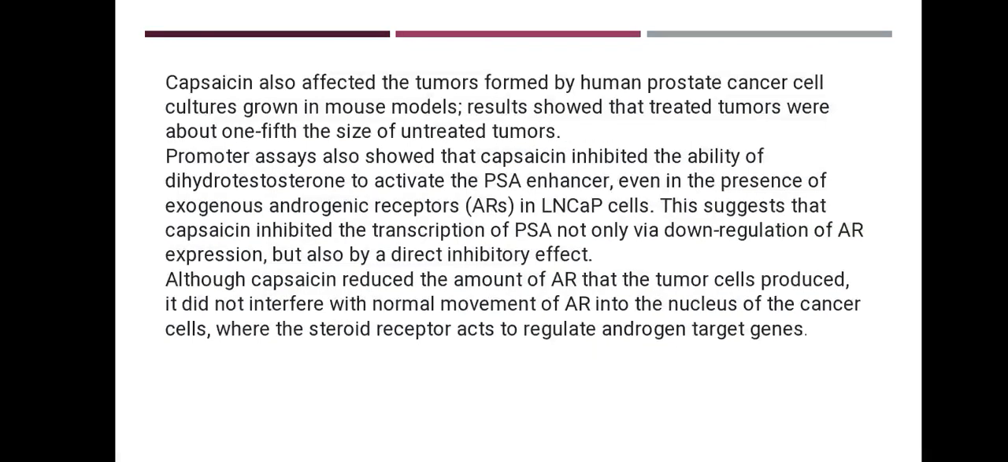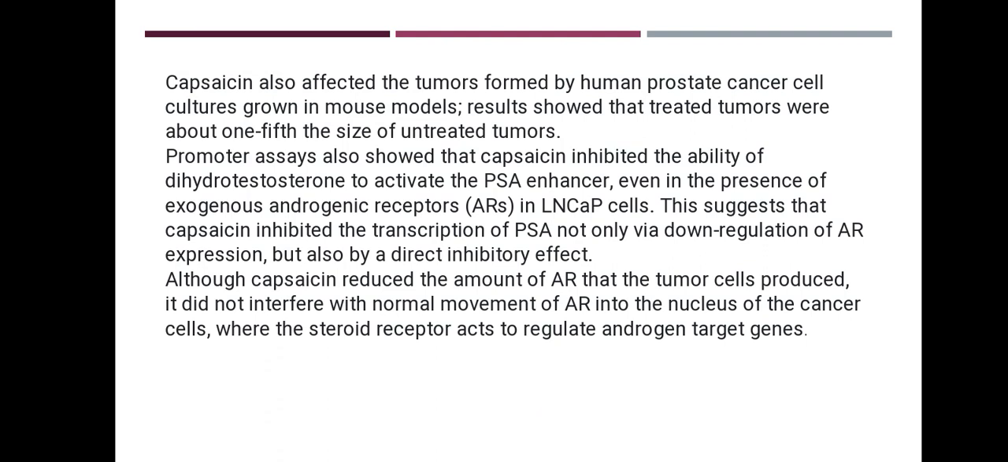Capsaicin also affected the tumors formed by human prostate cancer cells. Cultures grown in mouse models showed that treated tumors were about one fifth the size of untreated tumors. Promoter assays also showed that capsaicin inhibited the ability of dihydrotestosterone to activate the PSA enhancer even in the presence of exogenous androgen receptors in LNCaP cells.